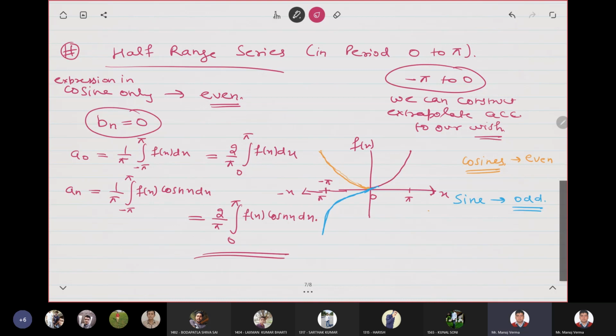So the moral of the story is, if in any question only a half range is given for a function, or the function is defined in a half range only, we can express that function in its Fourier series counterpart by using this technique. If we want to express this function in cosine terms only, then we will consider that the function is even. Okay, and for even functions, bn will be 0 and a0 and an can be calculated like this.